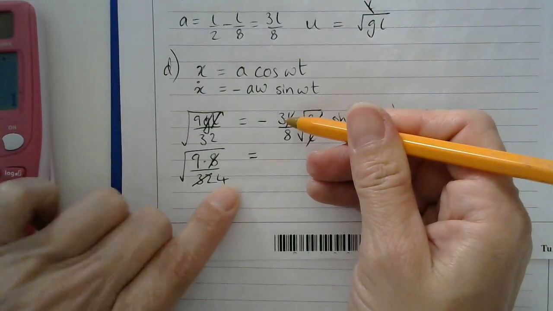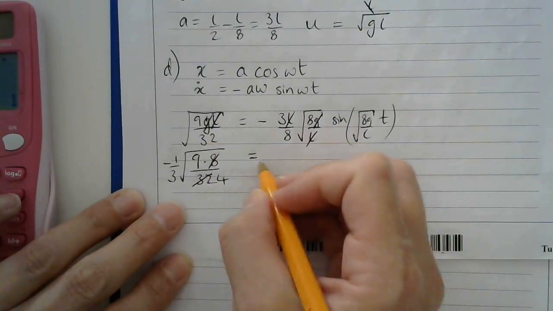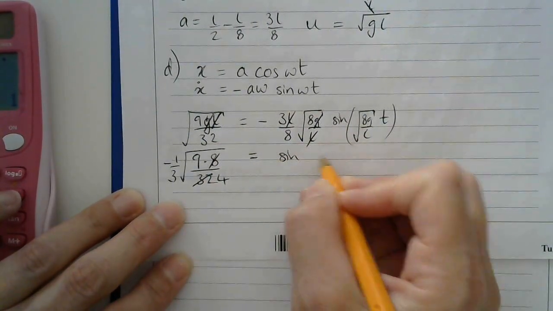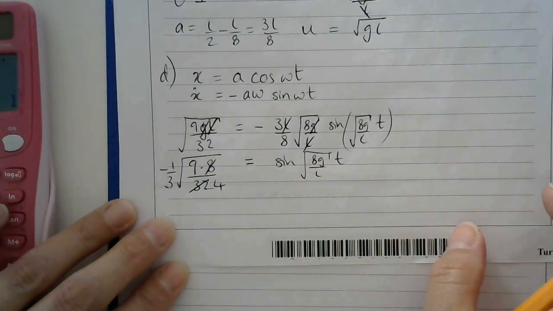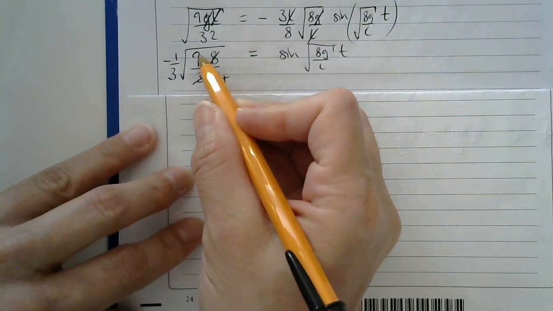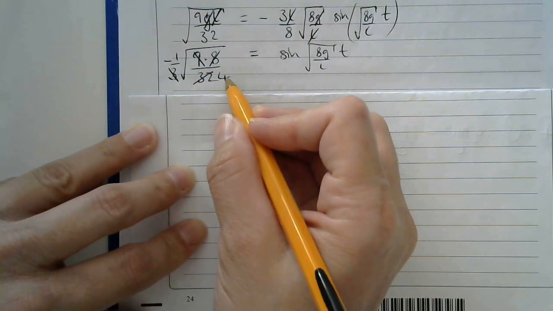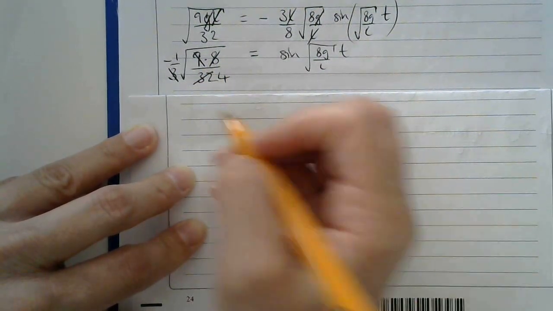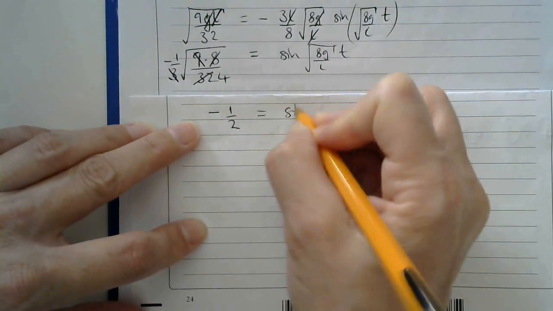Then I've got this 3 here, or negative 3, and so I've got negative a third outside of that, and then I'm left with sine of that stuff. So if I square root this, I get a 3 there, which will cancel with this, and then I get square root of 4 on the bottom, which becomes 2. So I've basically got negative half is equal to sine of the rest.